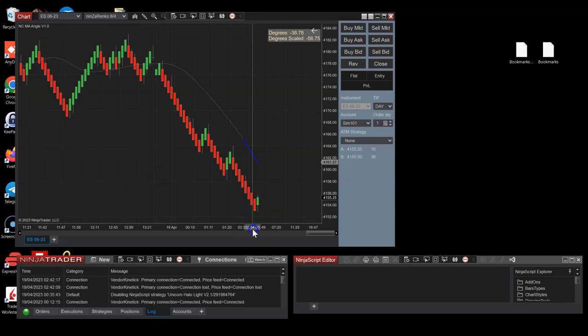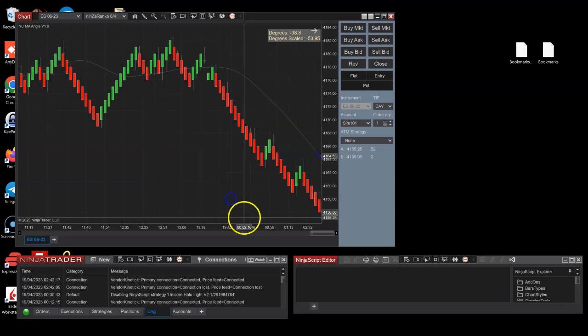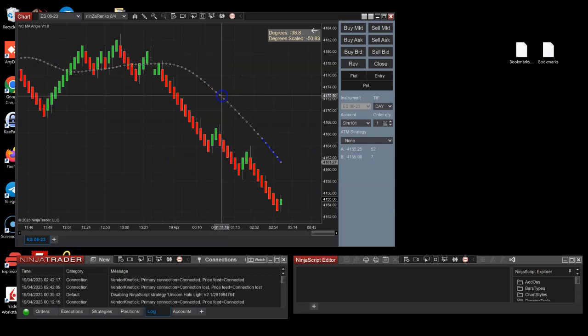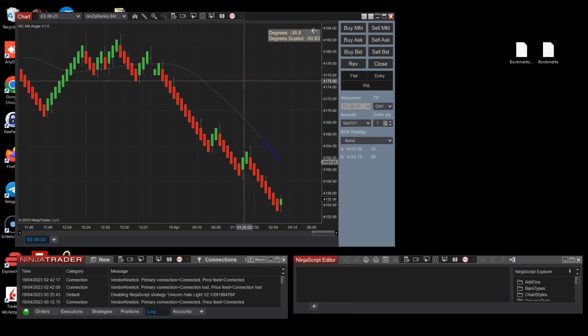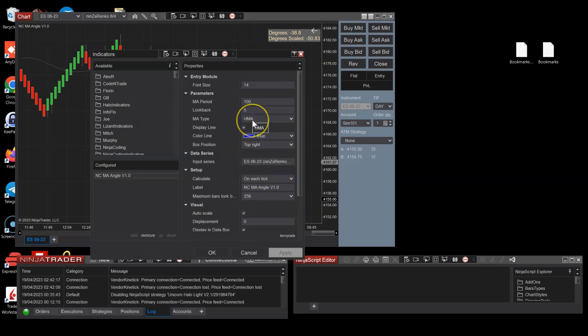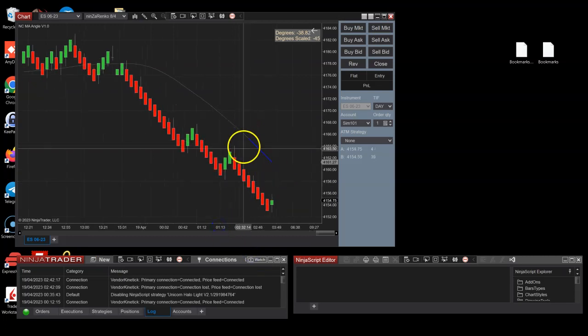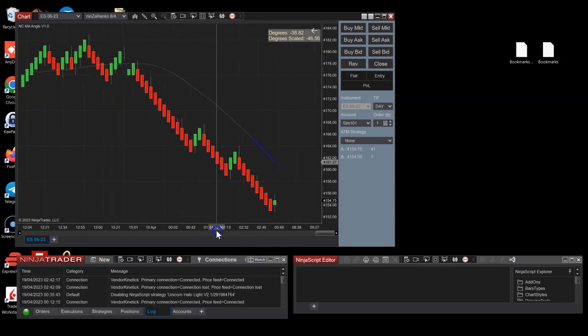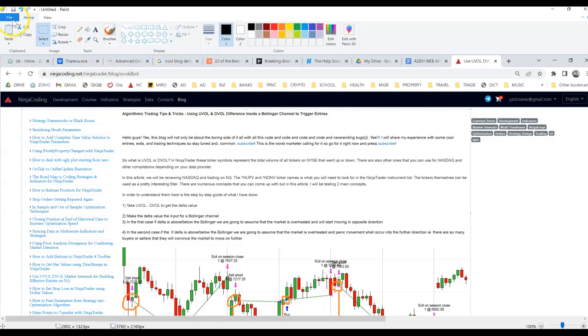But the problem is that there are two ways to look at it. For example, this is an HMA, and we can select what this is. First of all, let's discuss how we actually get the angle. How do we find the angle of a slope?